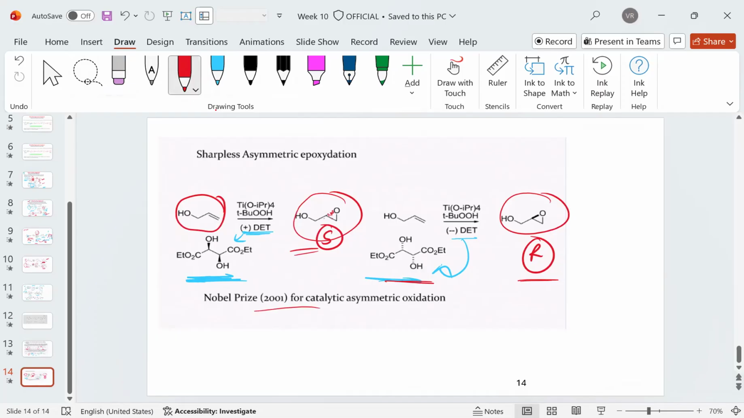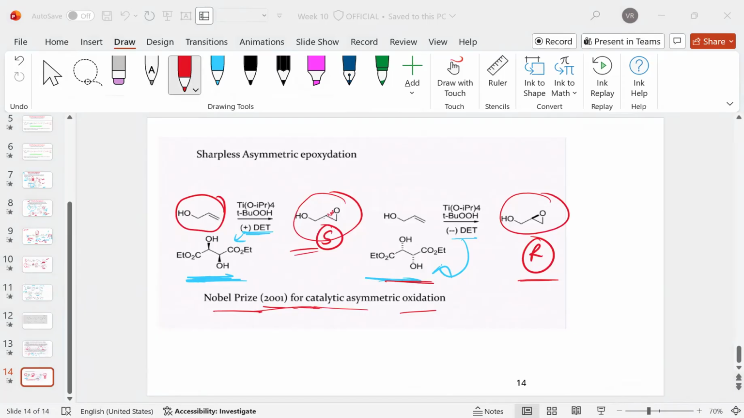So this is basically the Sharpless asymmetric epoxidation, and the Nobel Prize in 2001 was given for this catalytic asymmetric oxidation reaction. In the earlier examples we have studied, we can do the resolution, we can use the chiral pool, or we can use the chiral auxiliary. Other than this, we can also use a catalyst which induces selective formation of the product. So this is an example of that. And there are also some other reactions for asymmetric synthesis.